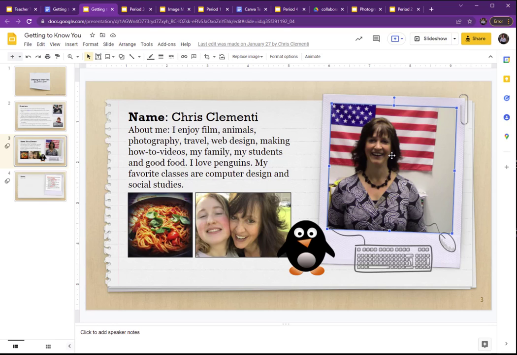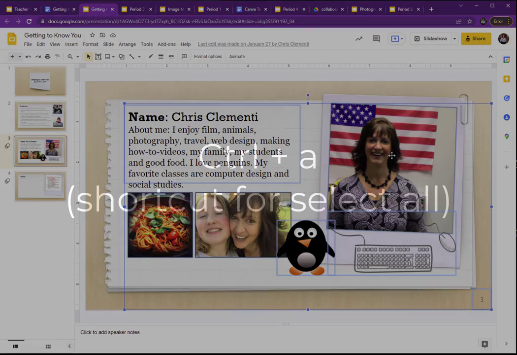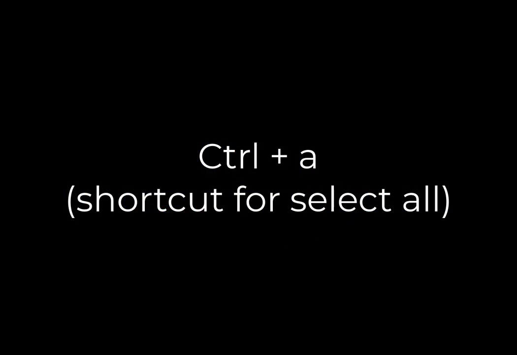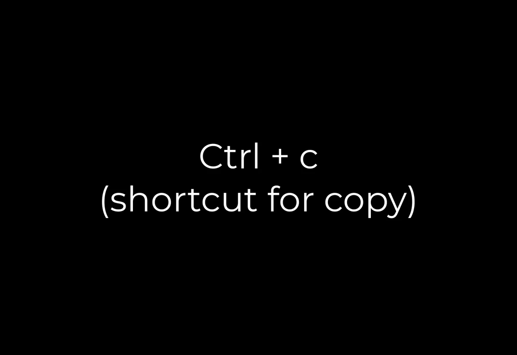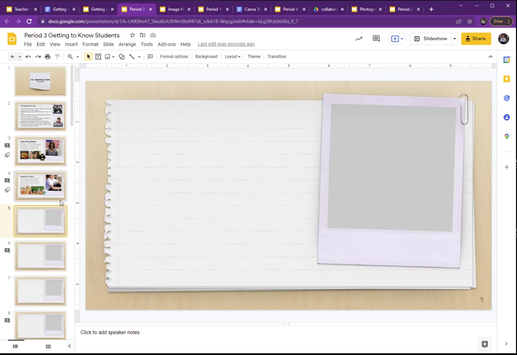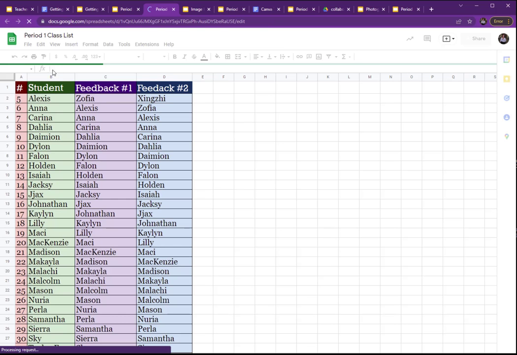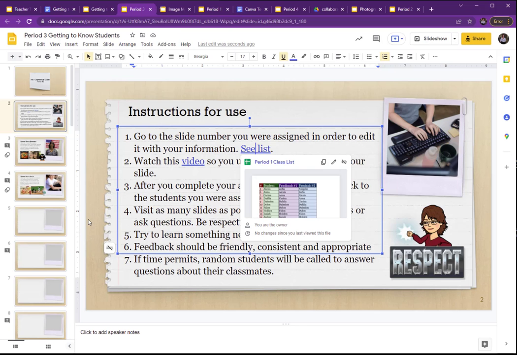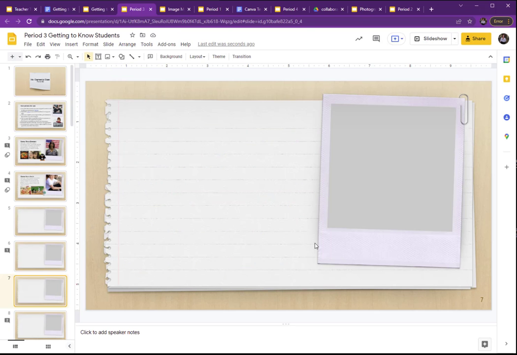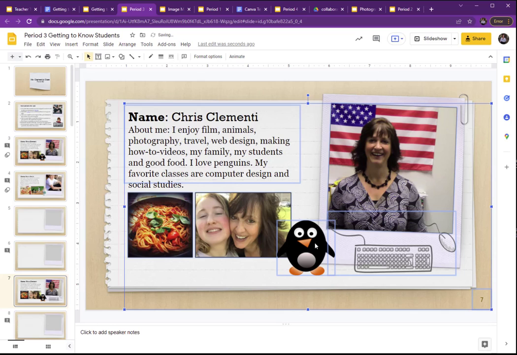They would click on an image, do Control A to select all, Control C, and then they would go to their assigned slide, and here's the list of students. They would locate their slide number. They would then go to that slide and do Control V, and then we'd start this whole process over.